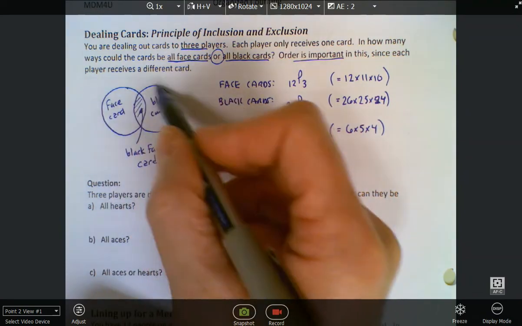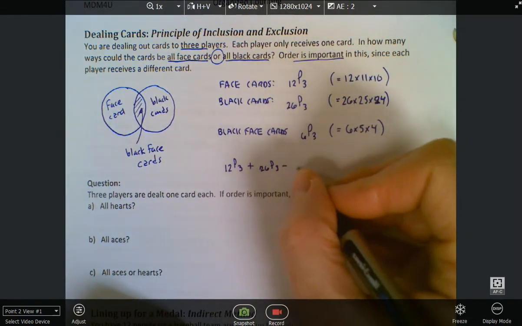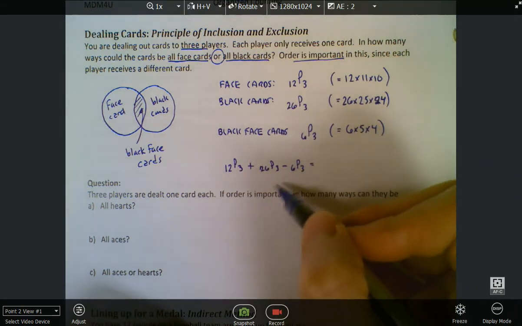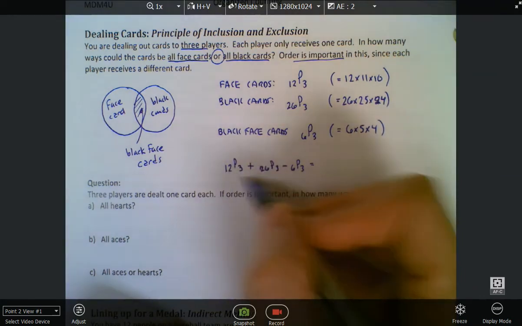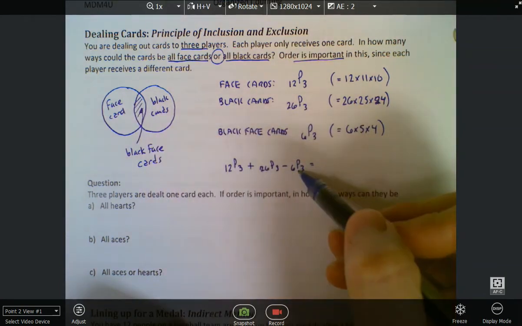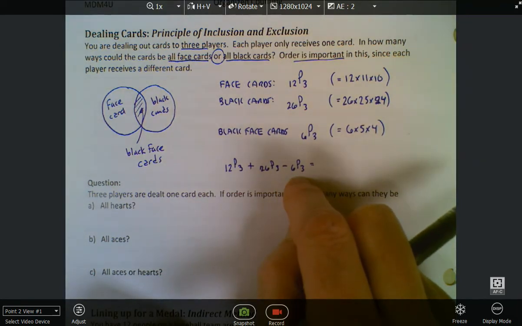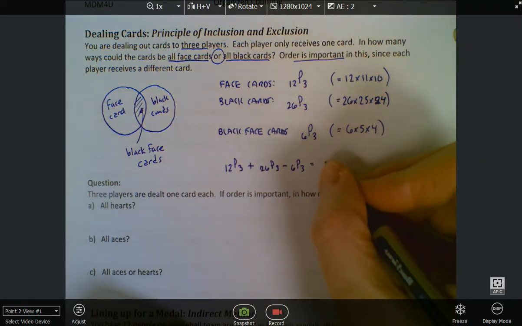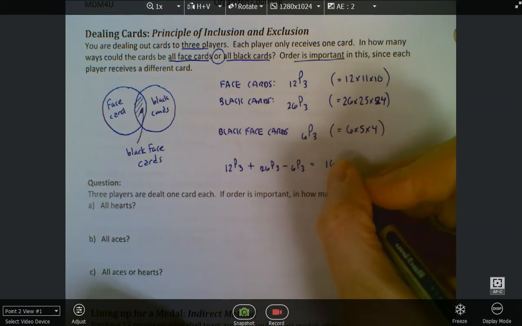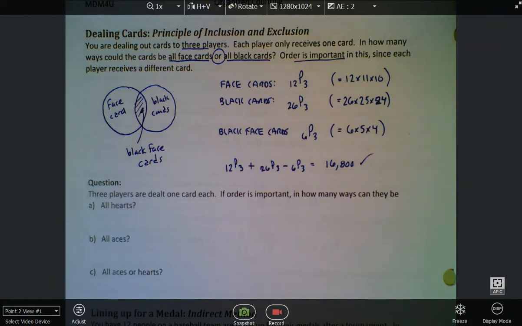But that and that added together does a double count, so therefore we need to subtract the number of ways of arranging the 6 black face cards. They're already counted in here because in both of these options it includes the black face cards twice. So we have to subtract it off once. Putting this in your calculator, doing that plus that, subtract this, simply gives you 16,800 different ways that a player can receive a different card.